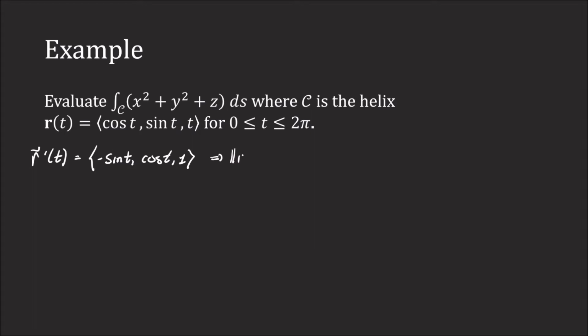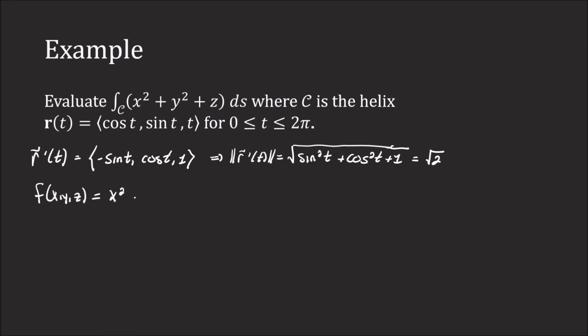That means that the norm of r prime is the square root of sine squared t plus cosine squared t plus 1, which is just the square root of 2. Now we have to evaluate f of x, y, z at r. Okay, so f of r of t would be cosine squared t plus sine squared t plus t, so this is just t plus 1.